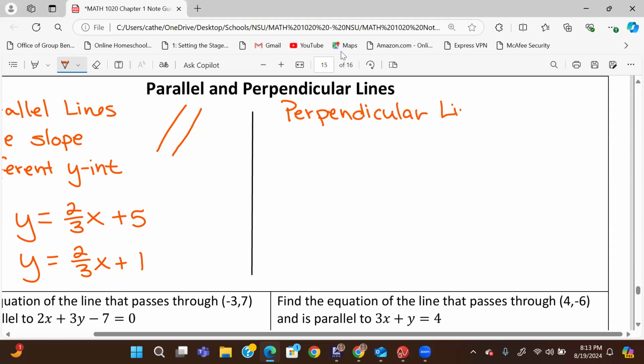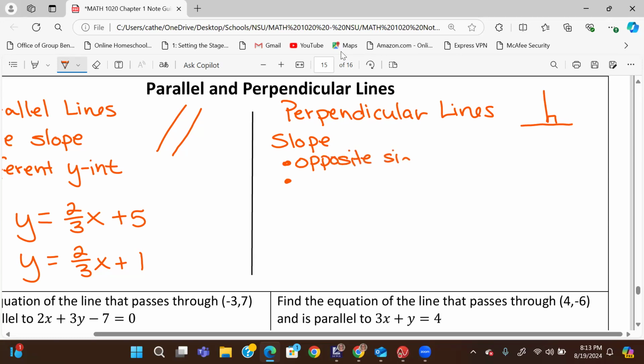I don't know if anybody remembers from geometry. Perpendicular lines, they meet at a right angle. So visually, that's what they look like. But there is a special relationship between their slope. You may remember it, you may not. One of the things that's special about the slopes of perpendicular lines is they are opposite signs.